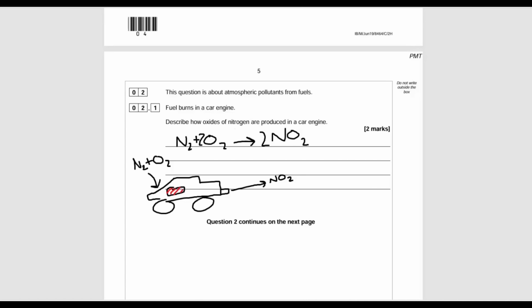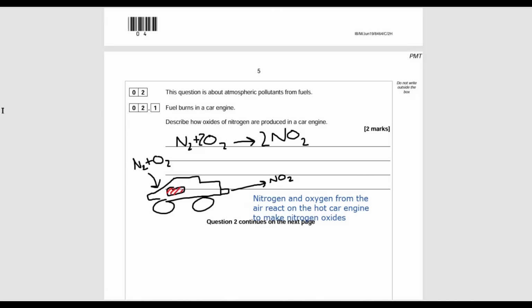So what do we want to say? Rather than all my waffle, we want to say nitrogen and oxygen from the air. You could use the word atmosphere. Nitrogen and oxygen from the air react in the hot car engine to make nitrogen oxides. There we go.